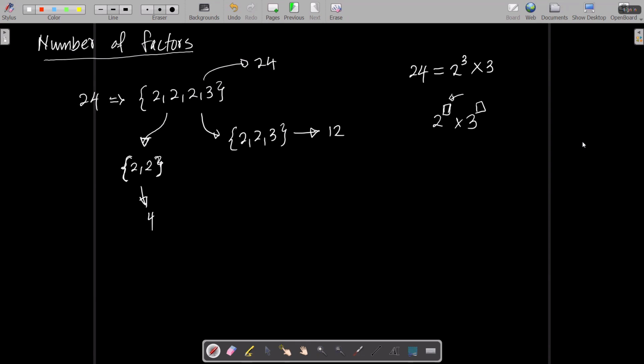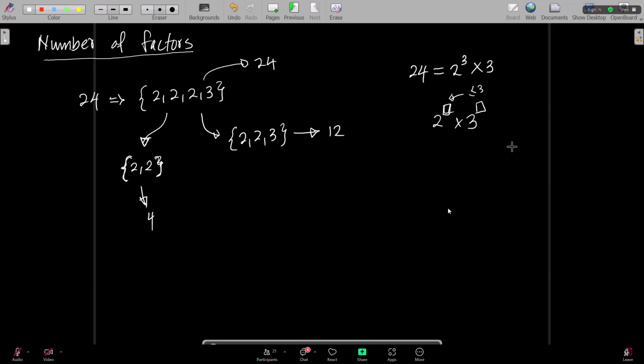We need to keep this number less than or equal to 3. Why? We don't have 4 twos. We only have 3 twos. So we can use any number of twos, but that number should be less than or equal to 3.